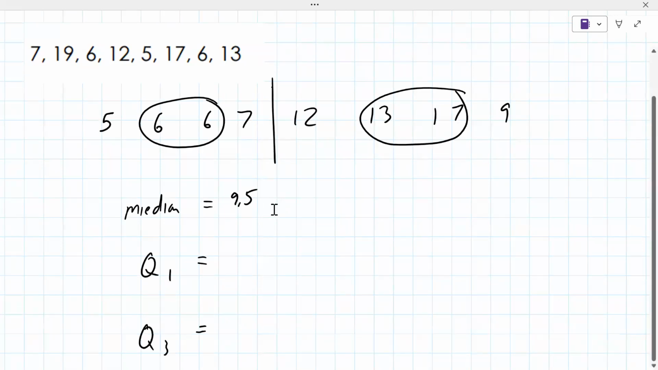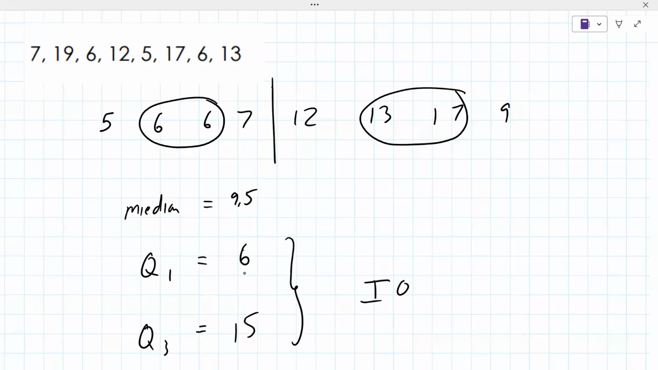So 6 and 15. Okay. Now, from these two, you can calculate what's called an interquartile range. Have you heard of that? Yeah, IQR. Q3 minus Q1. What does that become?